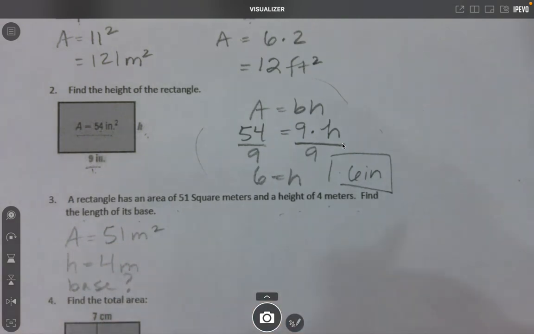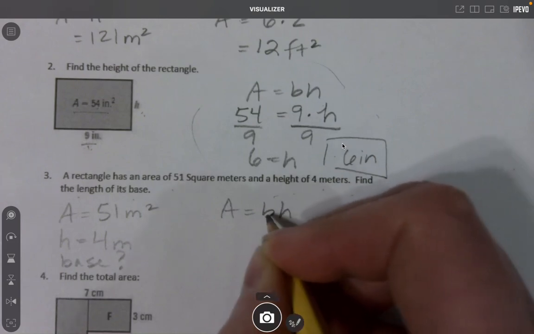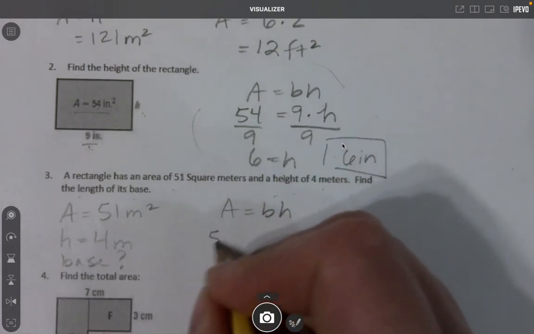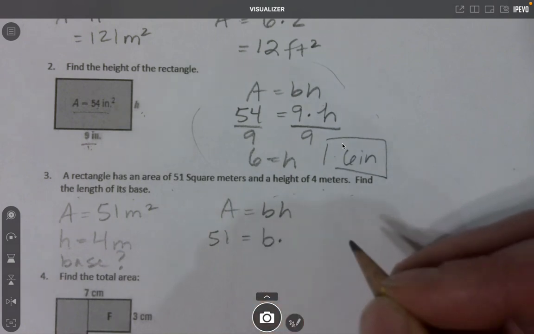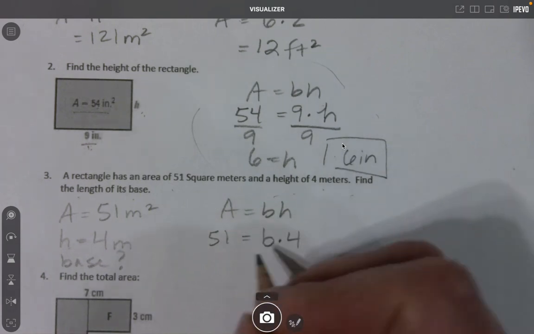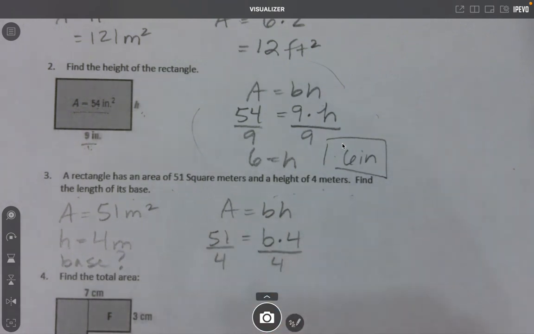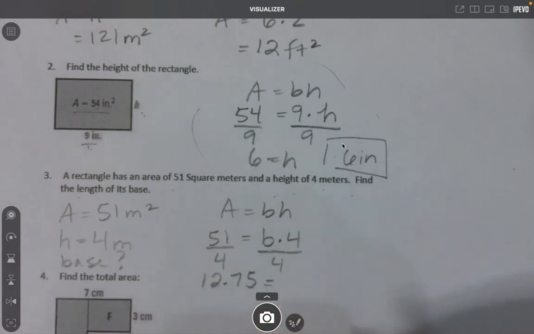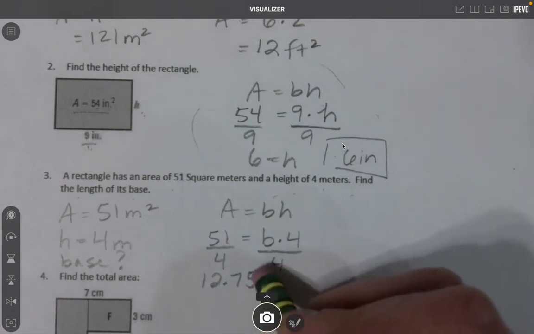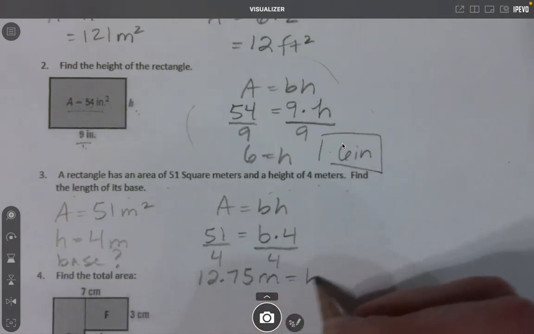So let's go ahead and do something similar to the last one. We're going to set up our area formula. And instead of the A, I'm going to put 51. My base is what I'm looking for this time. And my height is 4. And then we'll divide both sides by 4. And when we divide by 4, we end up with 12.75. And I've got to remember it's meters. So I'm going to go ahead and add on my units right now. So that's going to equal my base.